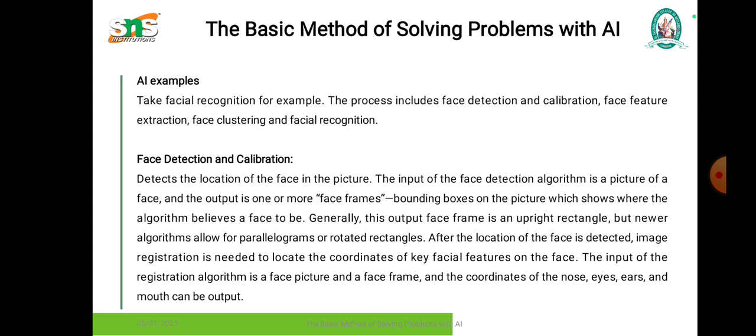After the location of the face is detected, image registration is needed to locate the coordinates of key facial features on the face. The input of the registration algorithm is a face picture and the face frame, and the coordinates of the nose, eyes, ears, and mouth can be the output.